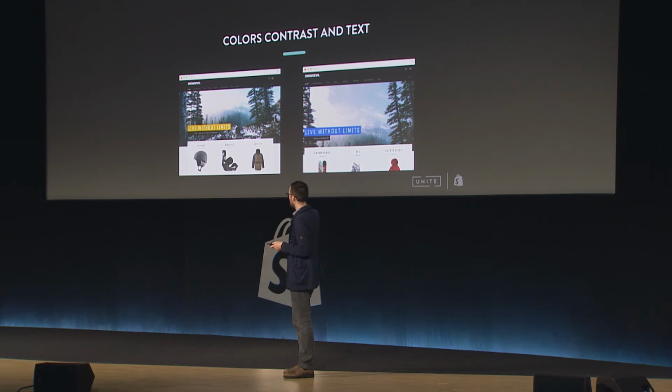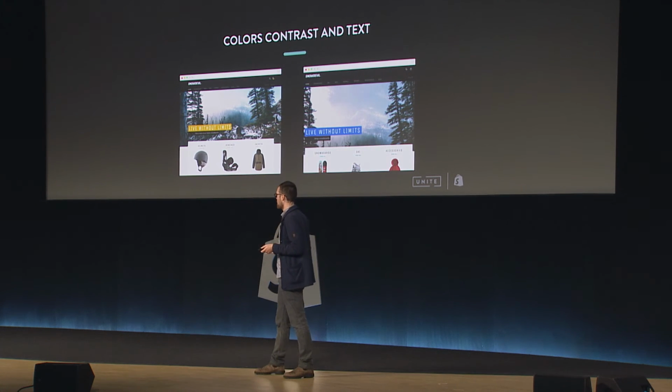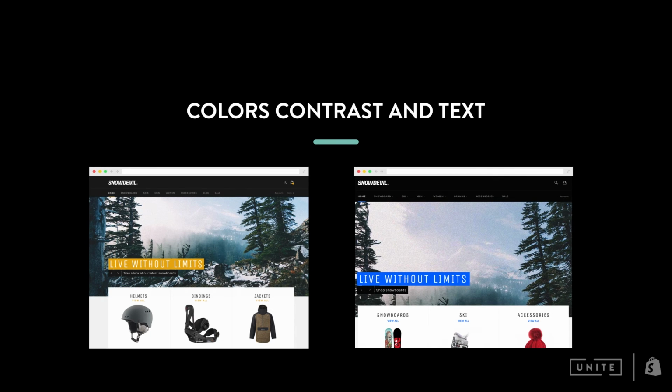So here we have Venture, which is a theme we recently released. On the left, we have the original design with the yellow header in the slideshow, and on the right, we have the updated design that we put out on launch. And what we realized when we started doing some contrast testing on our theme is that white text on a yellow background is actually very inaccessible. You can imagine looking at this on your phone out in the sun. It's probably the worst color pairing you could have to make that "live without limits" text pop.